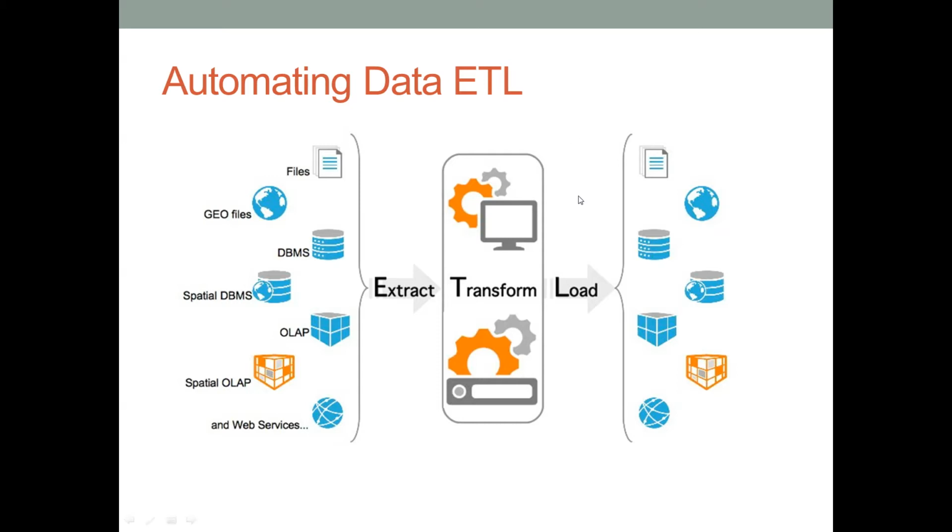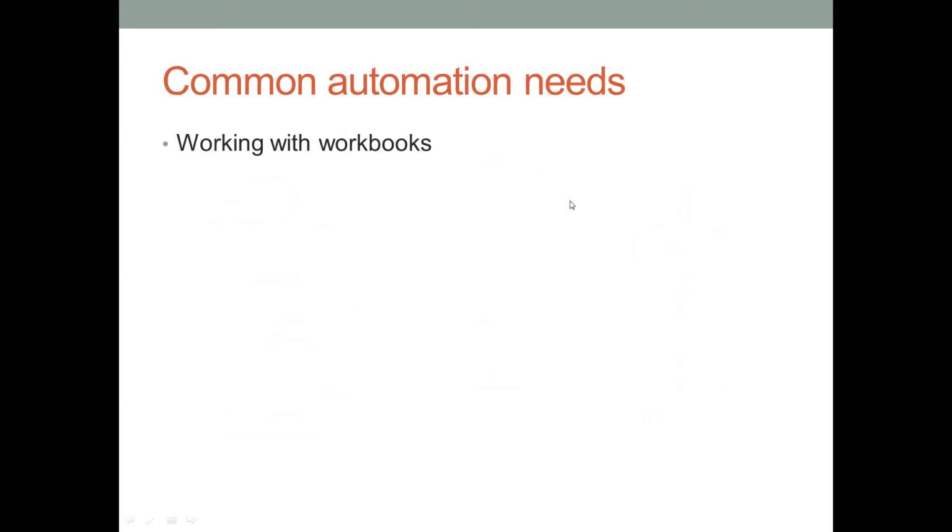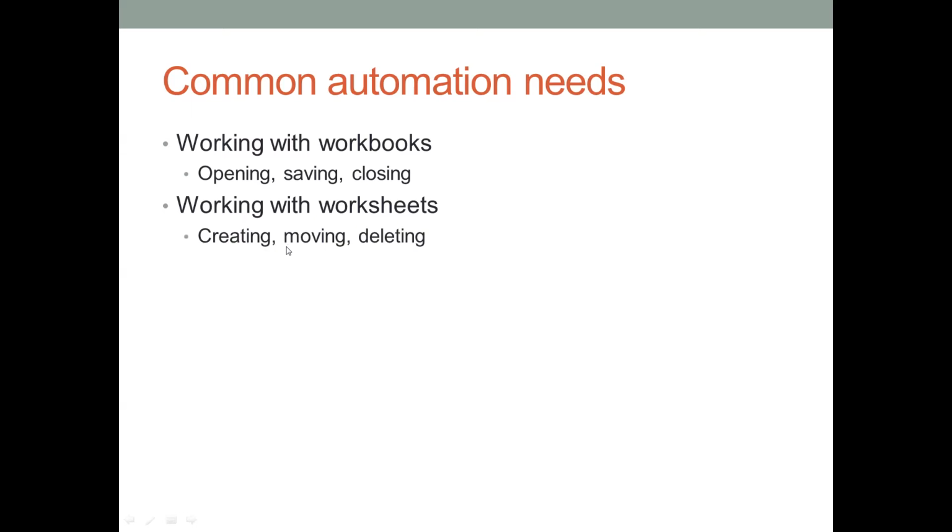Now, how does that represent in Excel? Some really common automation needs we have in Excel are working with workbooks. So opening workbooks, saving workbooks, and closing them. And within a workbook, working with worksheets. So creating new worksheets, moving and copying them around to different places, and then ultimately deleting them if needed. Now, we're going to walk through an exercise together right now, but we've got to set it up.